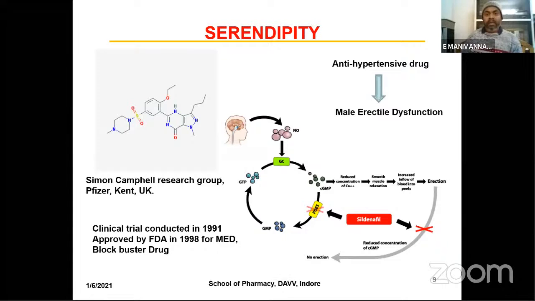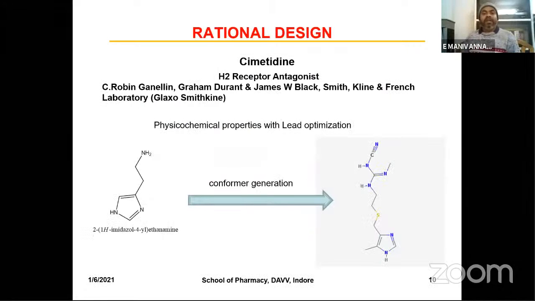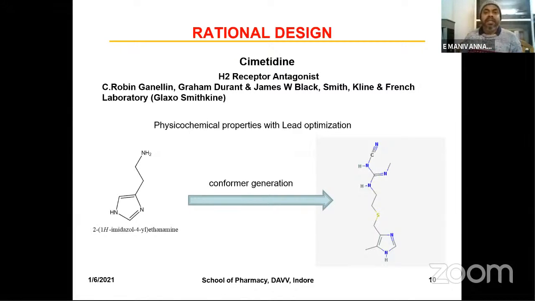They were looking for a drug for the treatment of BP, blood pressure, right? But unfortunately or fortunately, they got a new remedy for male erectile dysfunction. So this is luck of research, serendipity. This is one of the techniques, but we cannot depend on luck all the time. Drugs will not come as such. Rational design: cimetidine and omeprazole are the best examples of rational drug design.